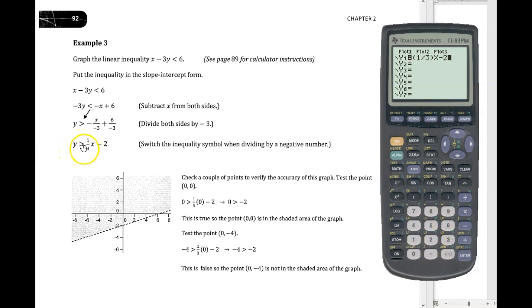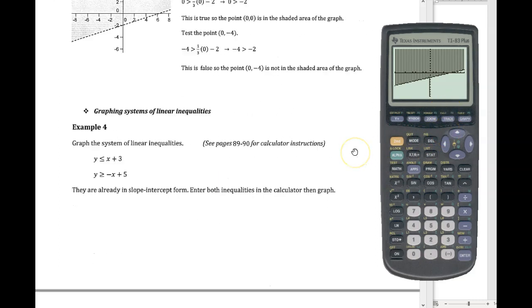Now, y is greater than 1/3 x minus 2. So I'm going to go over to the left. And I'm going to press enter until I show the top part shaded. Select graph. And then I have my graph of the inequality showing the solution set. Now, keep in mind, it should be a dotted line because it is greater than and not greater than or equal to. But I can't do dotted lines and shade in the calculator. So that is my solution.